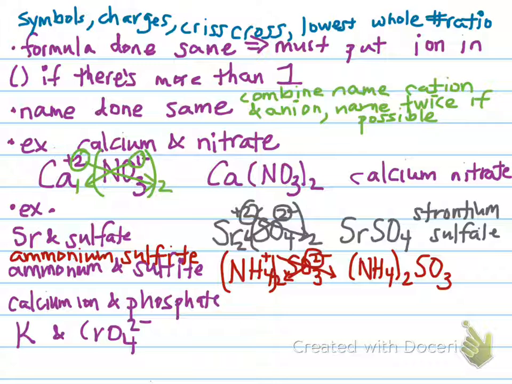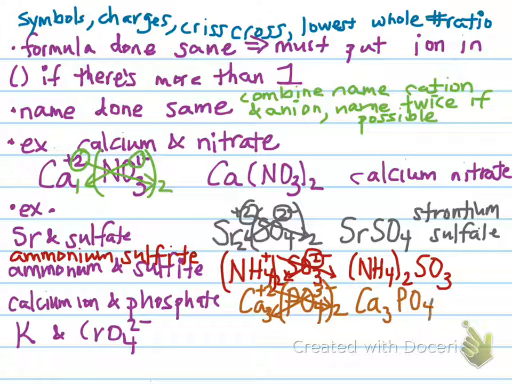Next I have calcium ion and phosphate. Again, I know it's an ionic compound because I have a polyatomic ion in it. So I'm going to do symbols, charges, crisscross, lowest whole number ratio. My symbol for calcium is Ca, charge of +2. Symbol for phosphate you have memorized is PO4 with a charge of -3. I'm going to crisscross down. Notice I'm going to need parentheses. 3-to-2 is my lowest whole number ratio, so Ca3(PO4)2. And I'm going to combine these names, so it is calcium phosphate.